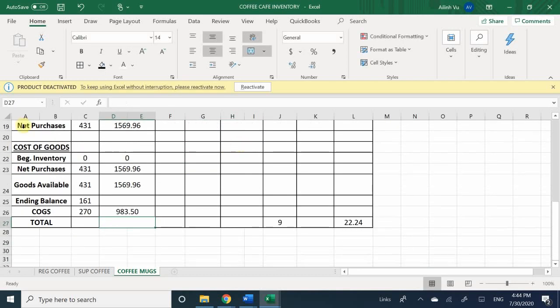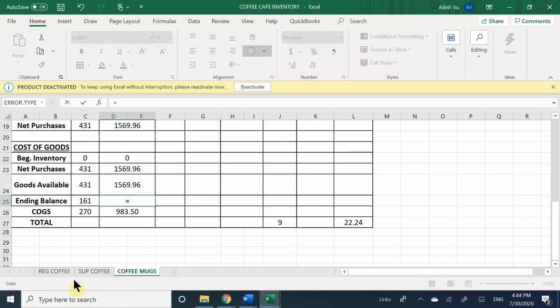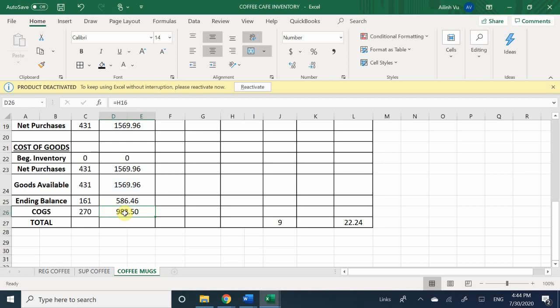All right. How do we solve how much is left in inventory? Well, we subtract that from 1,569.96. There you go. There's the step that you were waiting for. That should be $586.46. Correct. Yes. Okay. So these are the numbers that you're going to use to enter into your journal.